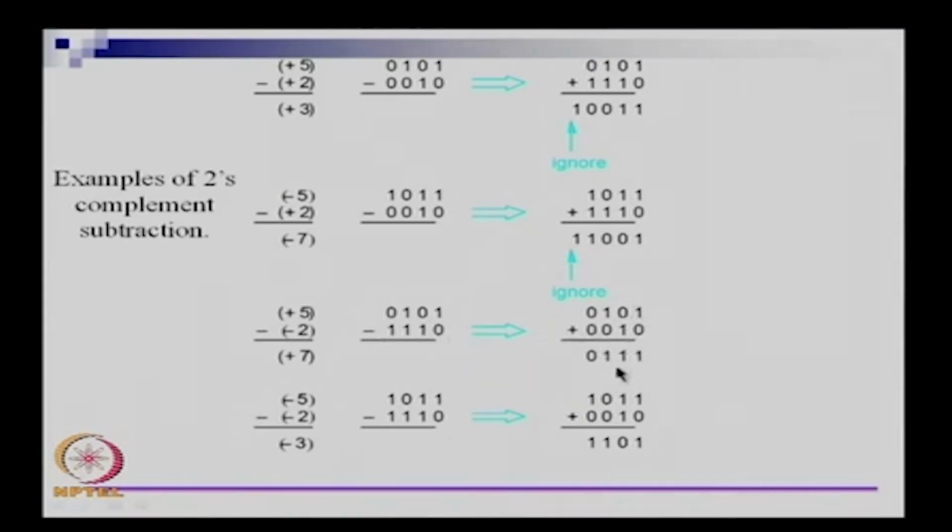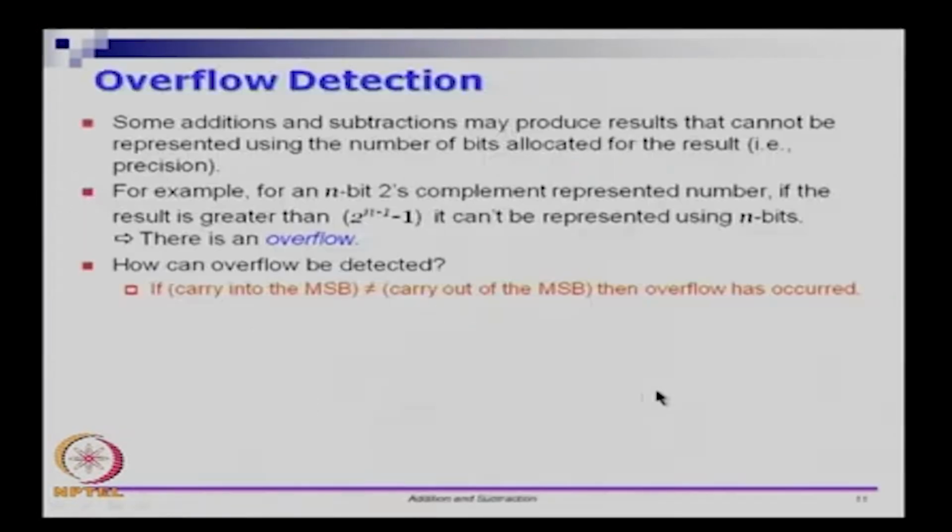You add these two together, that gives you 7, and similarly I want you to work out minus 5 minus minus 2. When you do this, it is possible that there can be overflow. Some additions and subtractions can produce overflow that cannot be represented in the range that is given. For example, if I give you an n bit 2's complement number, if the result is greater than 2 power n minus 1, it cannot be represented using n bits. So, a 4 bit 2's complement representation cannot represent 8 and above.